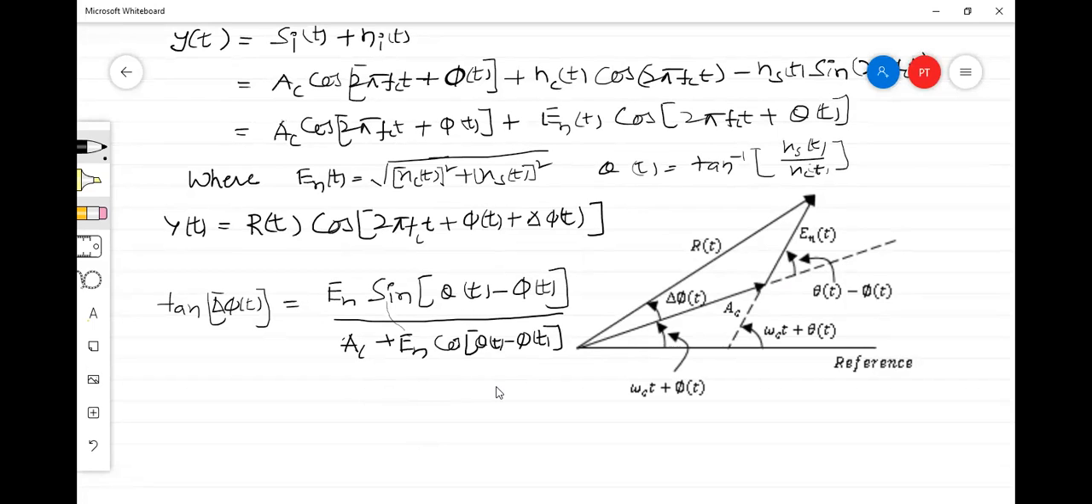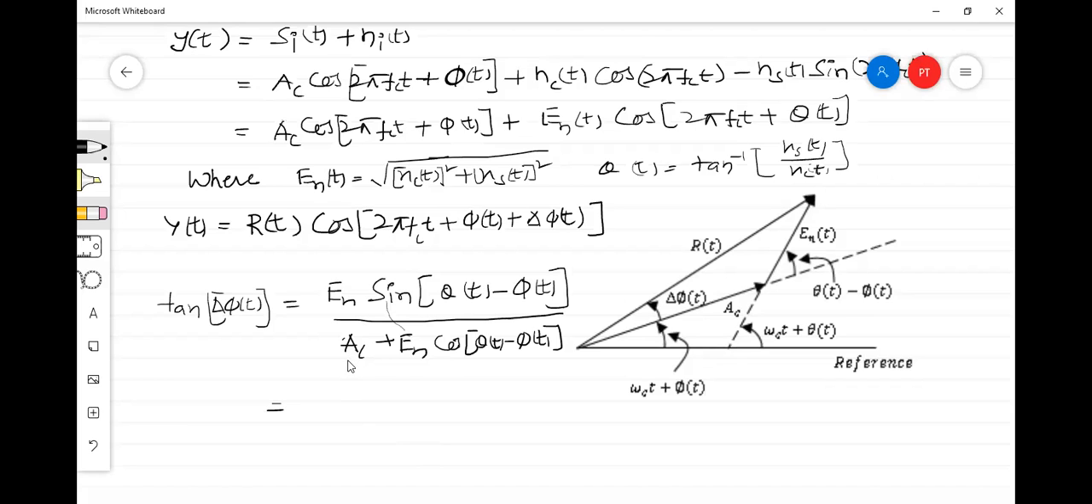Okay. Now we can simplify this equation. How can we simplify it? Just take the denominator term and compare its two parts. One part is A_c, another part is e_n, and e_n is the amplitude of the noise. Normally we assume noise is small compared to the carrier signal. Here A_c is the amplitude of the carrier signal, normally large compared to the noise component. So we can neglect this part of the denominator with respect to A_c.